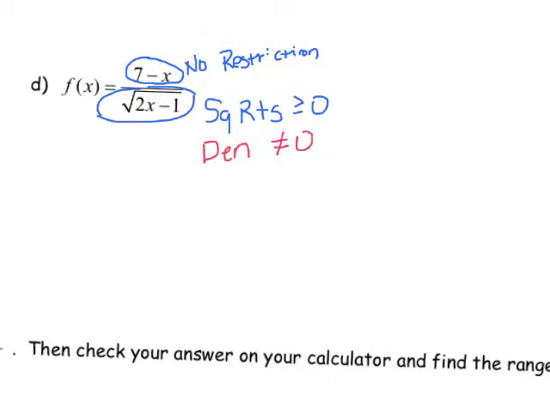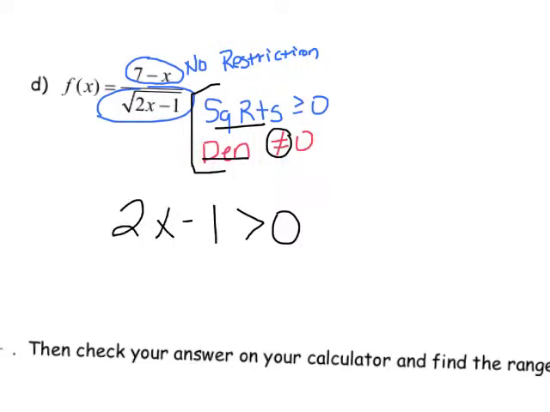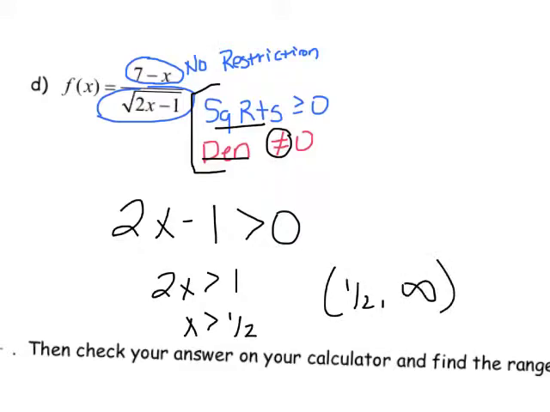So if you put together these two things, you're saying it has to be greater than or equal to 0, but then you say don't be 0. So basically what we're saying is because it's a square root that's in the denominator, it has to be greater than 0. We have to take away the or equal to because of the fact that it's in a denominator. So 2x minus 1 must be greater than 0. Add 1 and divide by 2. So that's one half to infinity.